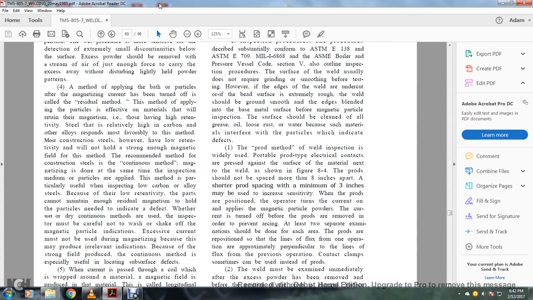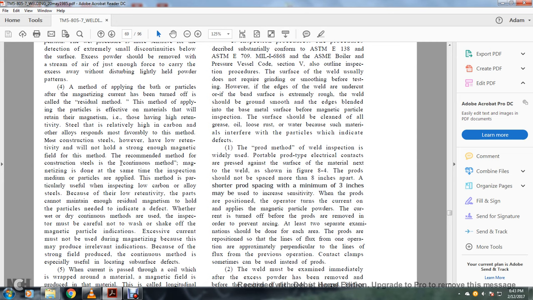Four. A method of applying the bath and particles after the magnetizing current has been turned off is called the residual method. This method of applying the particles is effective with materials that retain magnetism, those with high retentivity, such as carbon and other alloys, which respond more favorably to this method. Most construction steels, however, have low retentivity and will not hold a strong enough magnetic field for this method.